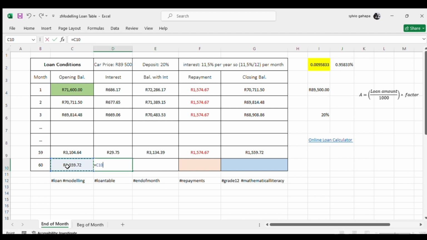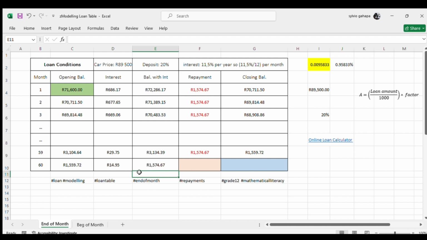That figure, opening balance multiplied by my interest rate. In this case, I'll use that to save time, and then the balance with interest will be the opening balance plus the interest. As you can see, I have added. Now look at what's happening here, guys. You can see that the repayment here is not given, right? The reason why it's not given is simply because you need to know that the repayment for the last month must be equal to the balance with interest. And why is that the case? Simply because the closing balance must be zero.